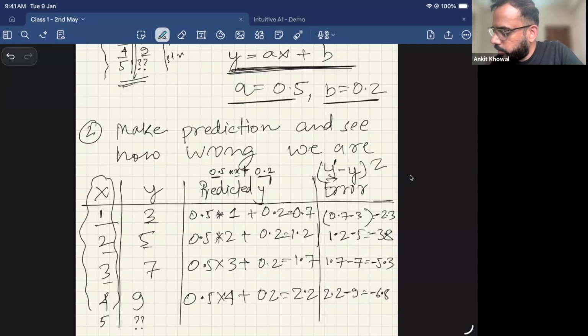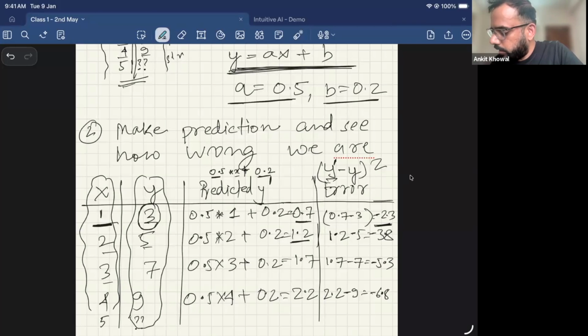So B, I have taken 0.2. I will not go over the calculation again, because I think it is already clear to you. So what it will say is my predicted Y for data point 1 is 0.7, while the training data says it's 3. So it will figure out the loss or the error, which is 2.3.